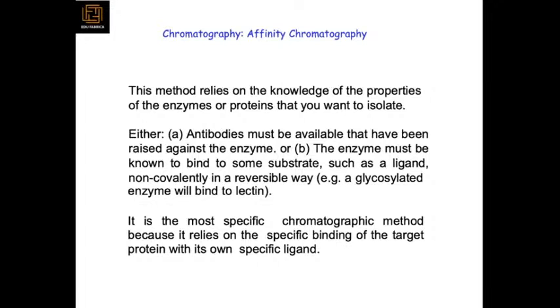This method relies on the properties of the enzymes or proteins that you want to isolate. In this case, antibodies must be available that have been raised against the enzyme. An enzyme must be known to bind to some substrate such as a ligand in a non-covalent, reversible way. It is the most specific chromatographic method because it relies on the specific binding of the target protein with its own specific ligand.